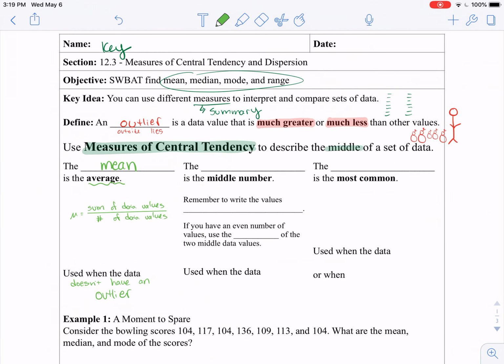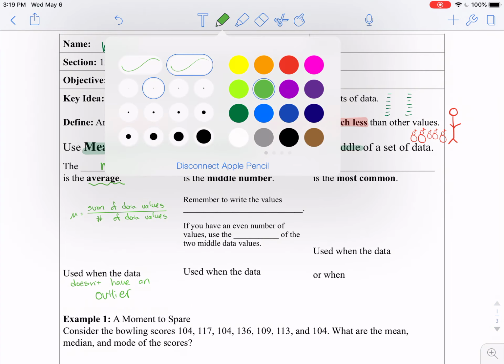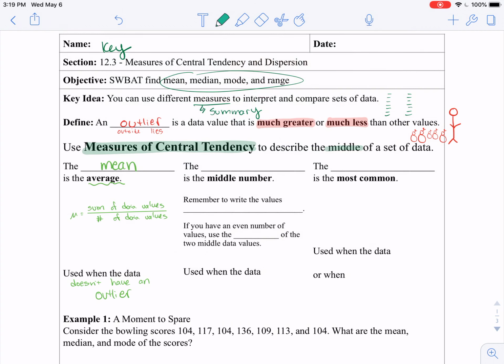So again, if we're looking at the heights of our babies over here, if I want to find the average height of the baby, okay, cool. But since I have an outlier, that'll really skew my average height a lot. It'll mess it up. So instead of using the average of the heights, I will want to use the median.